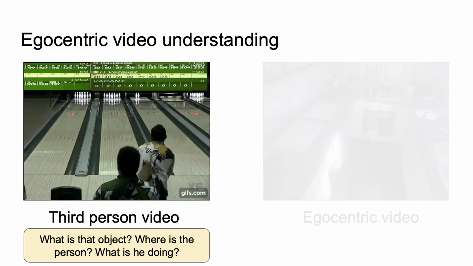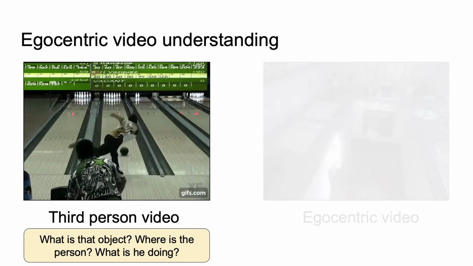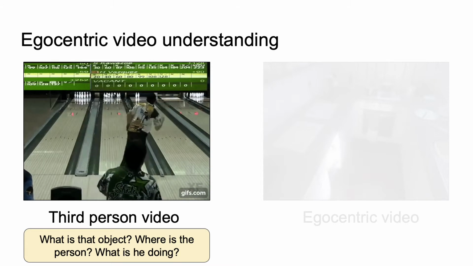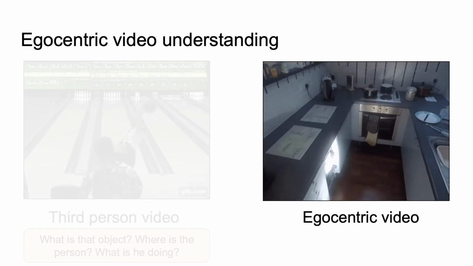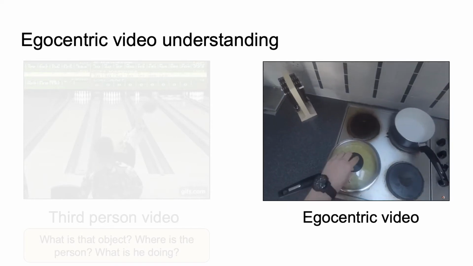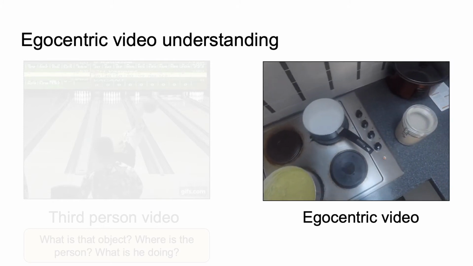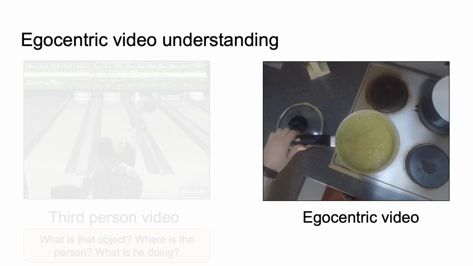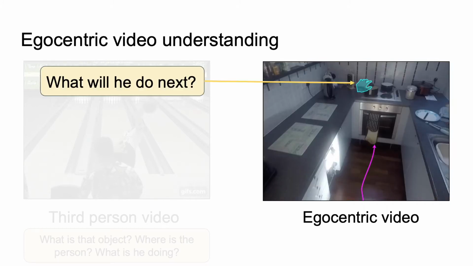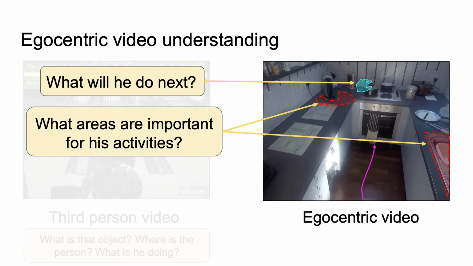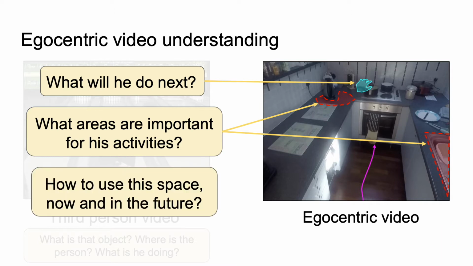Third-person video understanding typically involves answering where and what questions about intentionally captured video of salient moments. In contrast, in egocentric video, we see the world through the eyes of the camera wearer. The video captured is strongly influenced by how the camera wearer interacts with the world around them, leading to more interesting questions like what will the camera wearer do next? What areas in the environment are important for this activity, or how should a space be used to complete this activity?